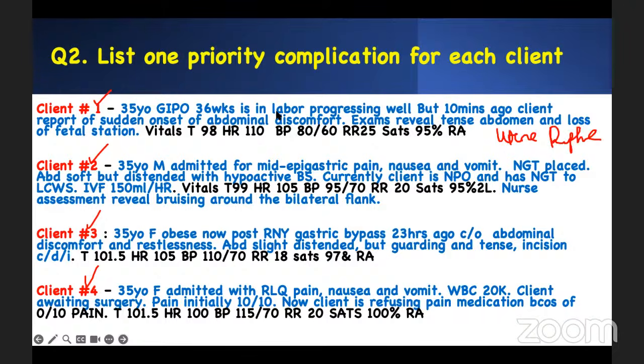What one complication do you think this patient will suffer from? Think about it. A lady in labor now has a uterine rupture. What complication do you think she will be suffering from? It's a no brainer, right? She's going to bleed to death. I've given you the blood pressure there, tachycardia. This patient is going to go into shock. What kind of shock? Hypovolemic shock. What kind of hypovolemic shock? Hemorrhagic. Hemorrhagic is a form of hypovolemic shock.